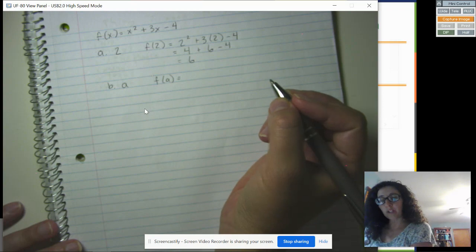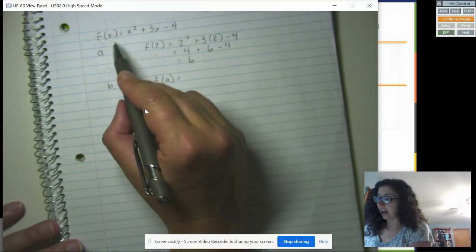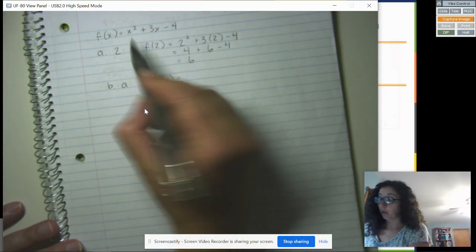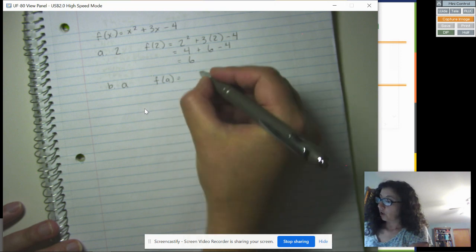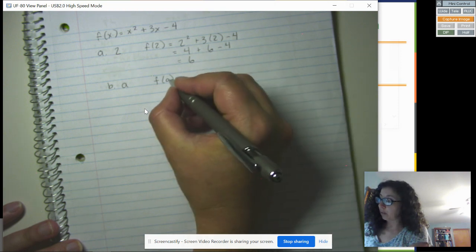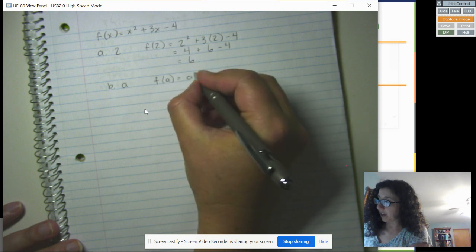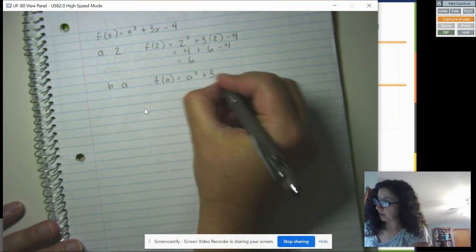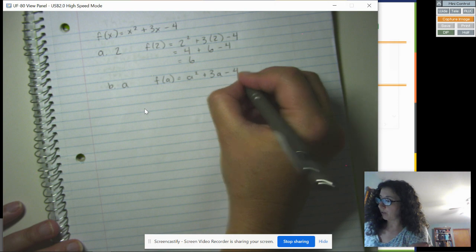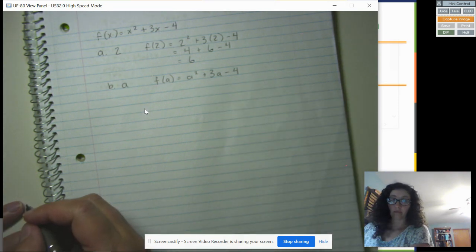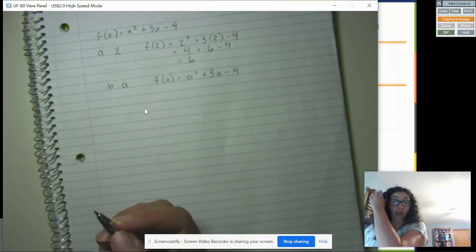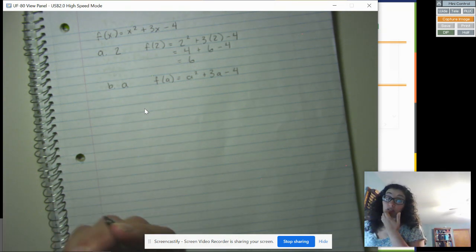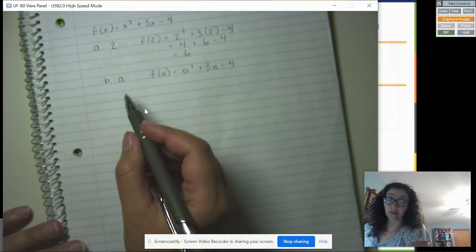So we're going to do just what we did before. Everywhere there's an x in this equation, we're going to replace it with whatever is in these parentheses. So everywhere there's an x, I'm going to replace it with a. So I have a squared plus 3a minus 4. And that's all I can do, right? It's a letter. We don't know what the value is. That's what that function is, the value of that function at a.